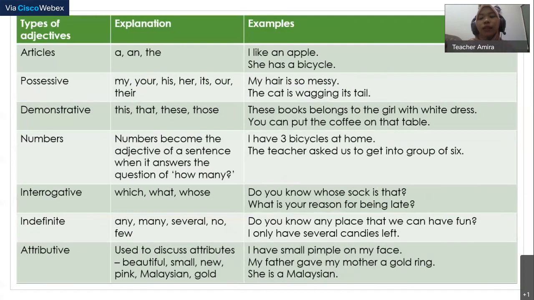And she is a Malaysian. So Malaysian, so nationality. So it is her attribute. That girl is a Malaysian. She comes from Malaysia. So yeah, that is the attribute of the adjectives.